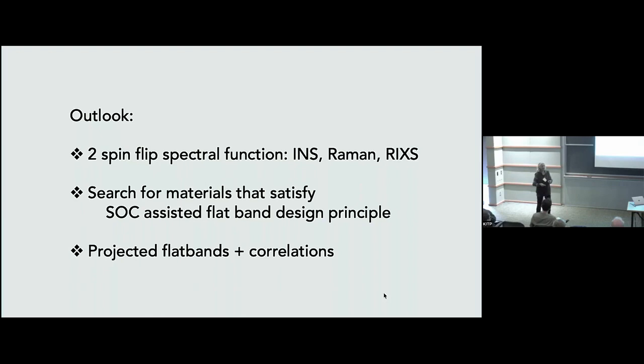And then searching for materials that would satisfy this new idea that we are proposing for generating flat bands would also be, I think, quite promising. And theoretically, it's posing a different challenge. This is also true for magic angle twisted bilayer graphene, but here in a somewhat simpler setting, because in these Moiré patterns the lattice constants are like 100 nanometers. Here, it's just the usual lattice constant of a few nanometers.